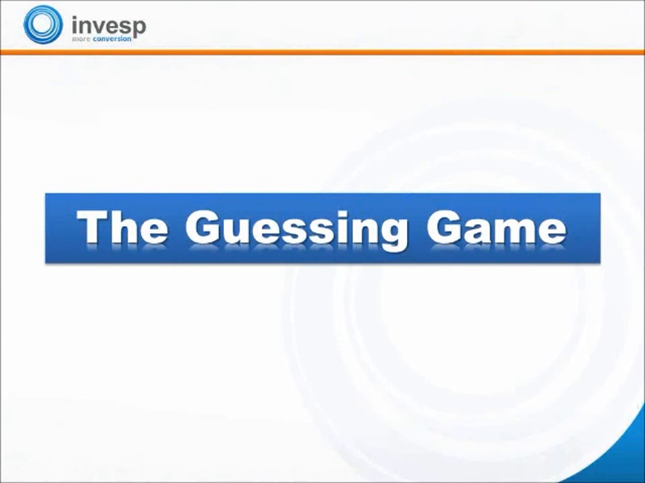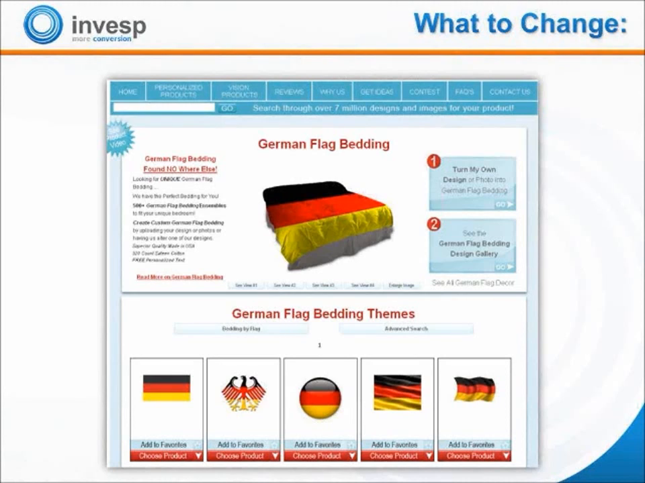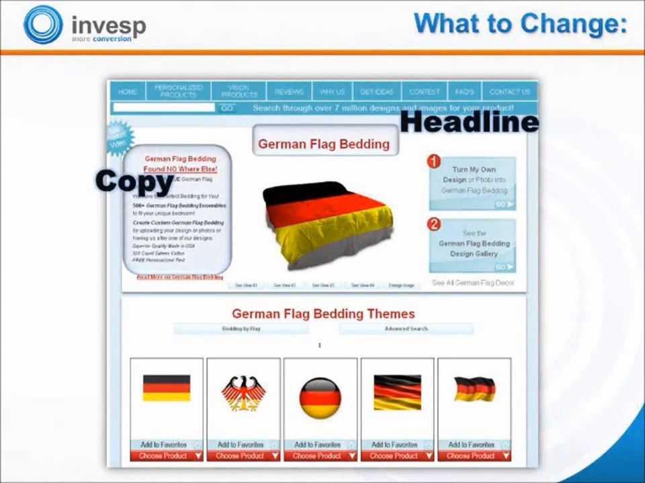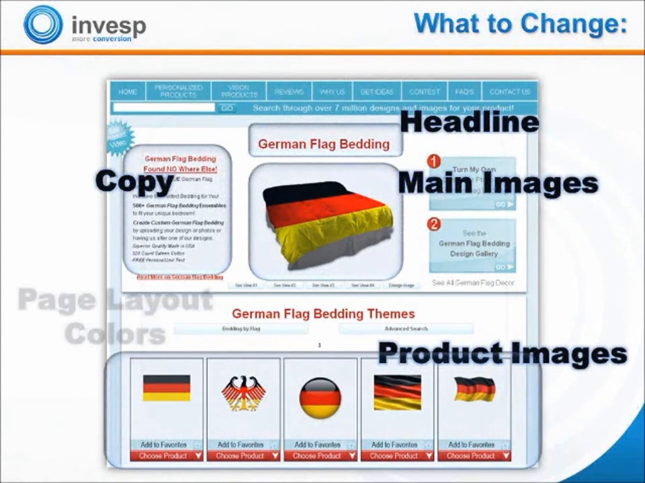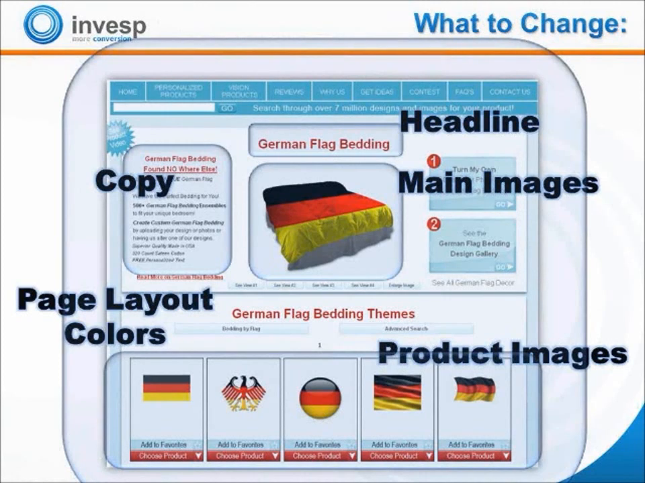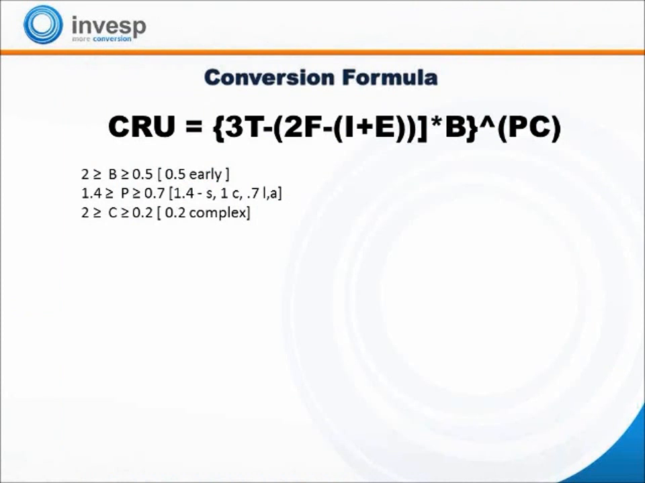Finally, we'll finish with this, the guessing game. Throw a page in front of you. This is kind of a typical page for one of our older customers. And the question I always ask, what changes should I be making on this page to increase conversion rates? I can change the copy. Maybe I should change the headline, maybe the main images, product images. Why not change the whole page layout and colors? There are absolutely thousands of things that you can change, and you can probably find a good reason why you should change those. If you can sit there and rationalize it, you can come up with some reason at least why you should make a particular change.